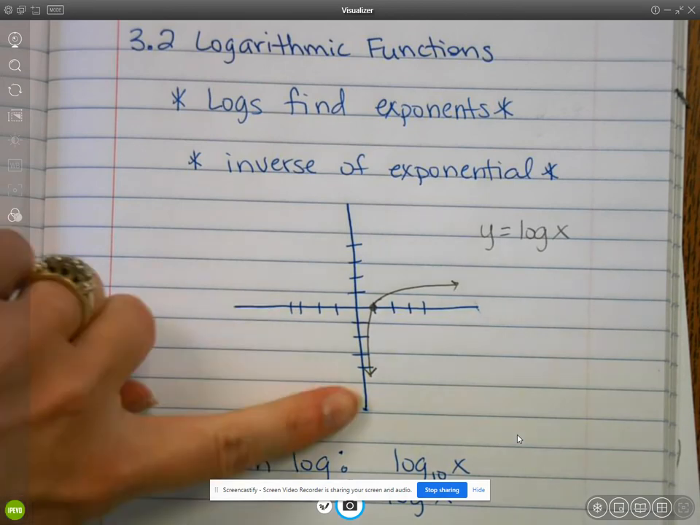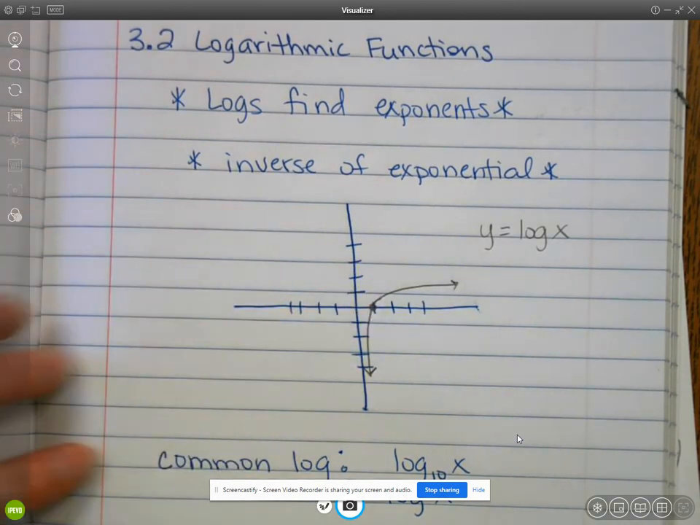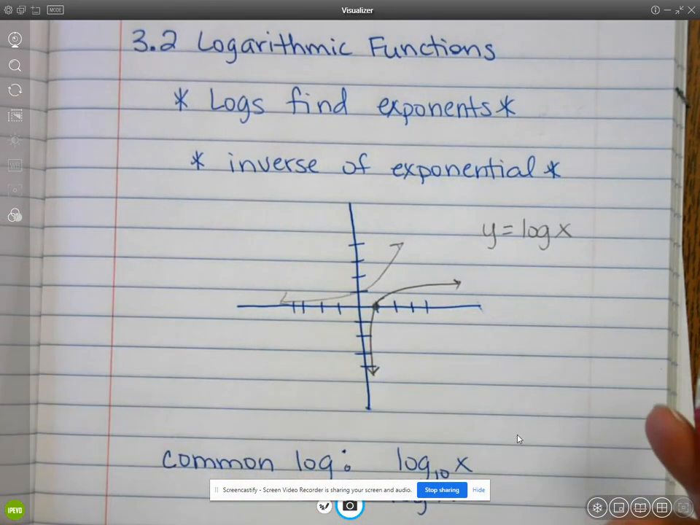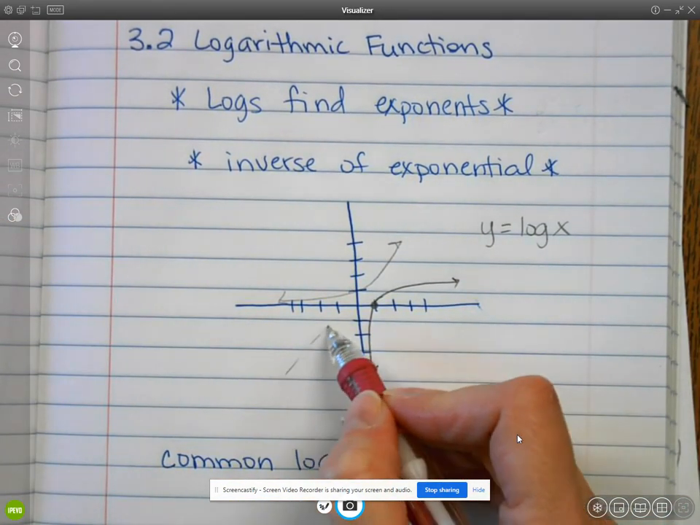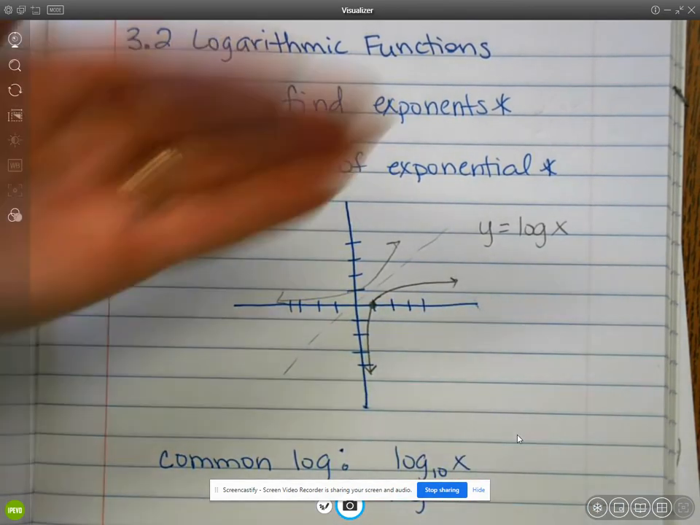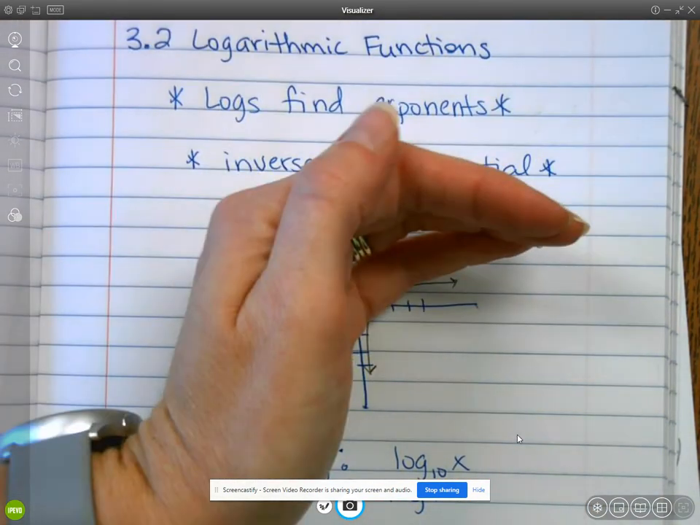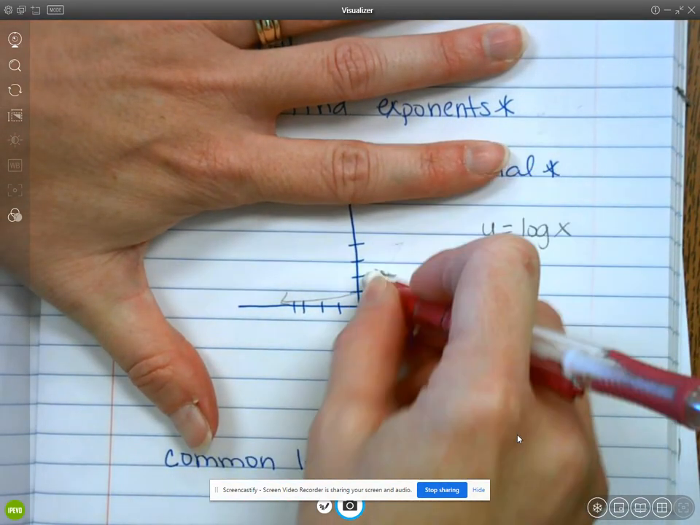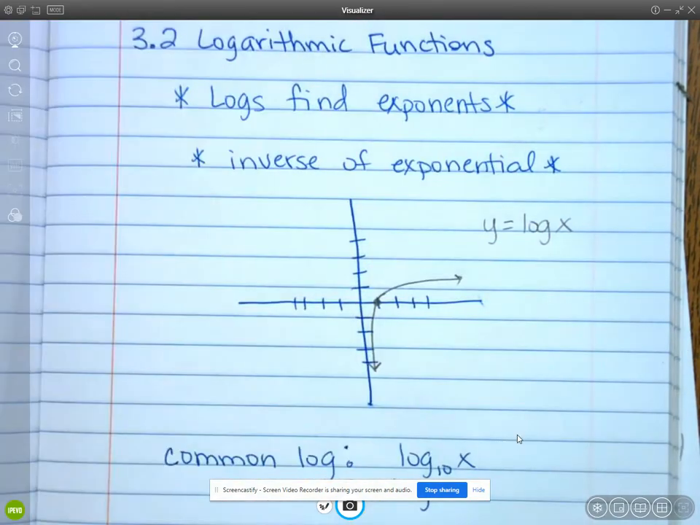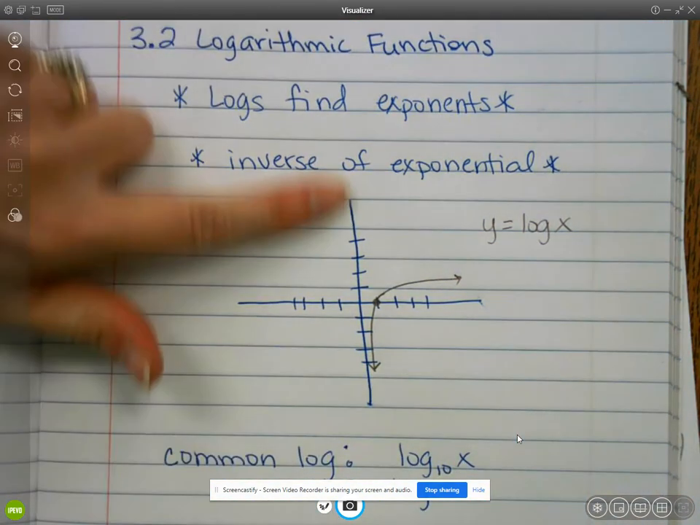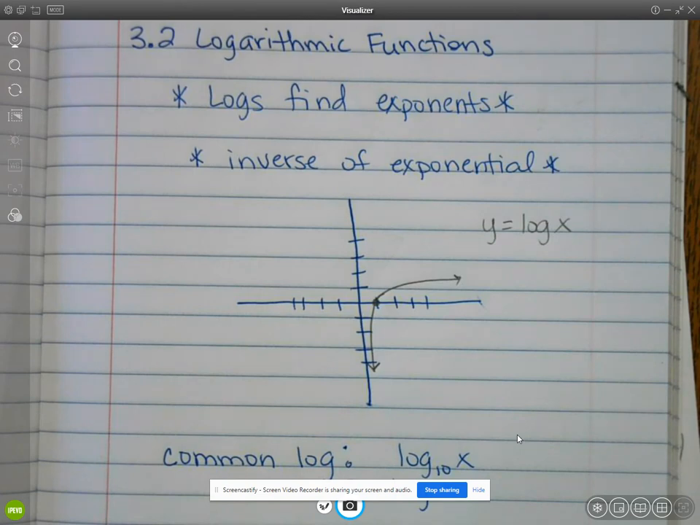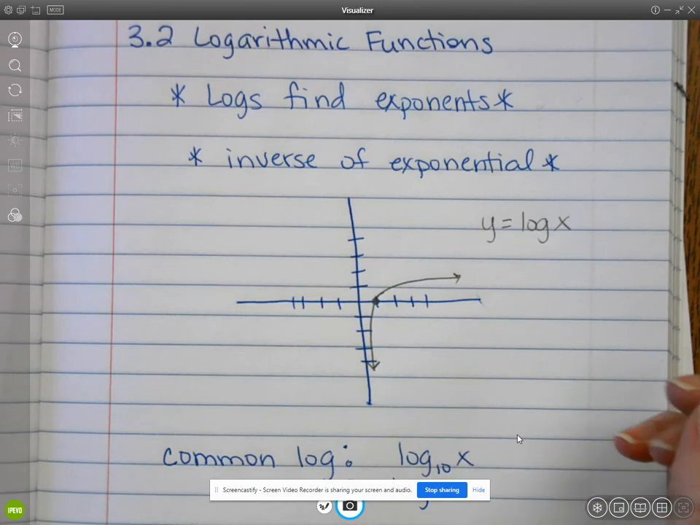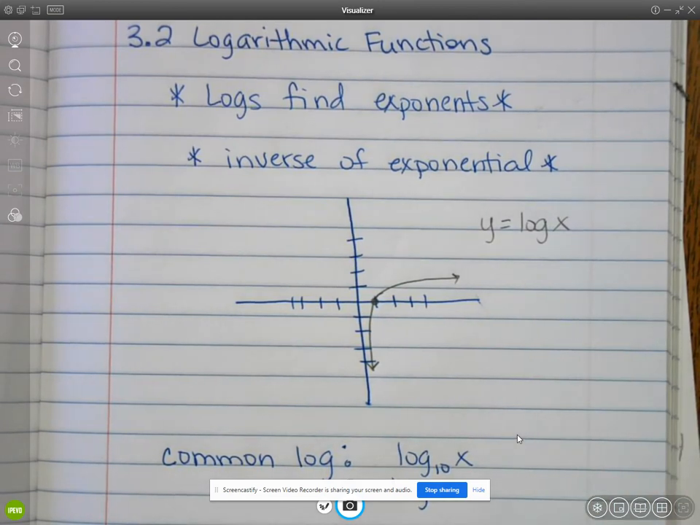All right, the picture of a log function looks like this. Remember that an exponential looked like this. If you'll remember inverses from Algebra 2, you're going to reflect over the line y equals x. So if you take this graph and reflect it, you get this graph. For an exponential, you have an asymptote of the x-axis. For a log, you're going to have an asymptote of the y-axis, which means your domain is now restricted. So for logs, you have to plug in a positive number. You can't take the log of 0. You can't take the log of a negative.